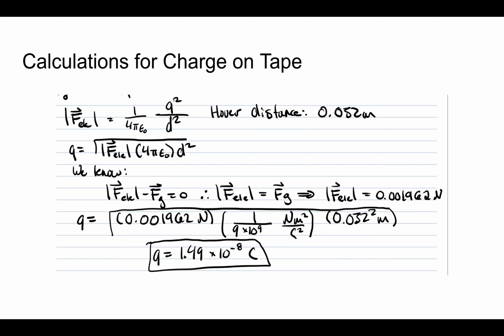And we know that the electric force minus the force of gravity equals 0 as the tape is floating. Therefore, the electric force is equal to the force of gravity, so 0.001962 newtons. Once you plug in all the other values into the given equation above for Q, you get that Q equals 1.49 times 10 to the negative 8th.